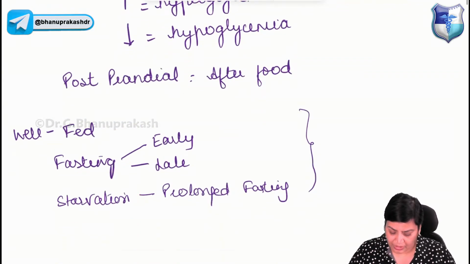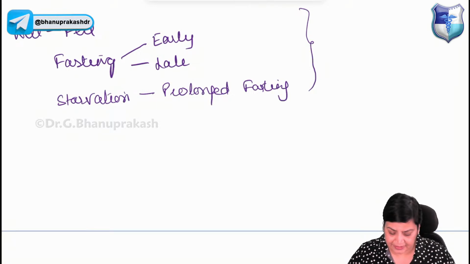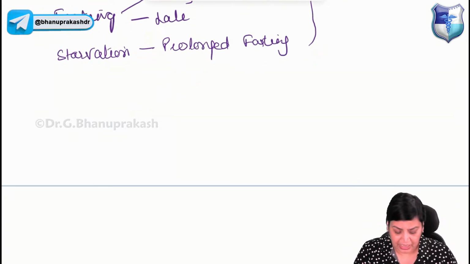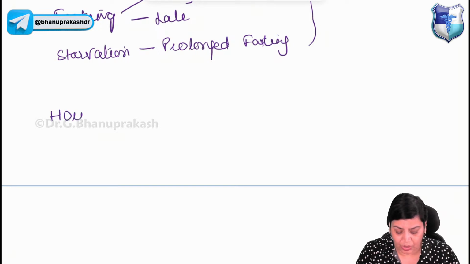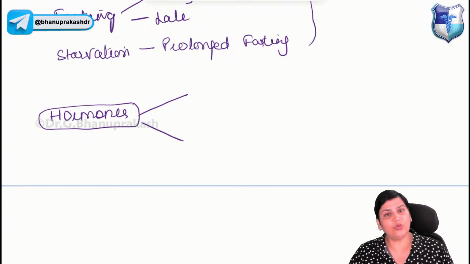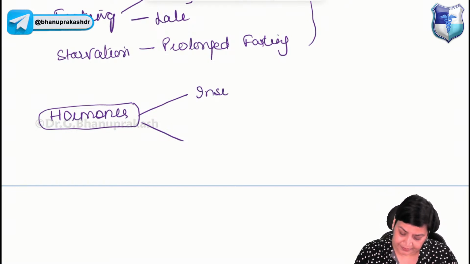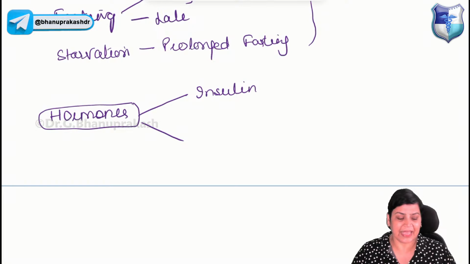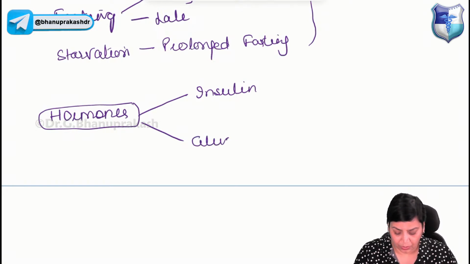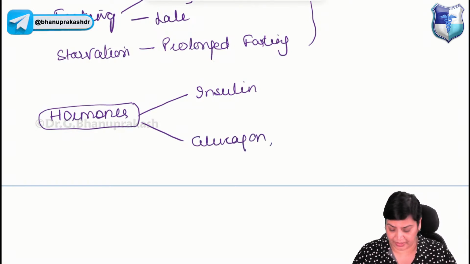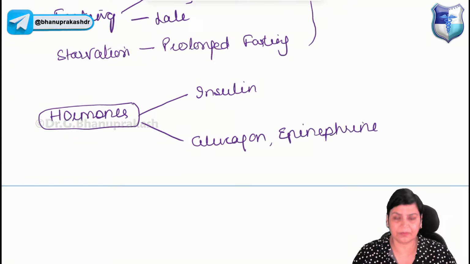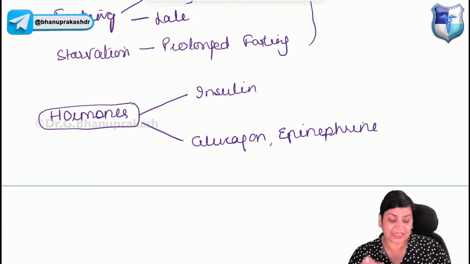So now what we are going to study is the role of hormones. So always remember, if we talk about the hormones, basically there are two antagonistic hormones which play a very important role in carbohydrate metabolism. One is your insulin, and second is your glucagon, along with epinephrine. Right? So there is a coordination.